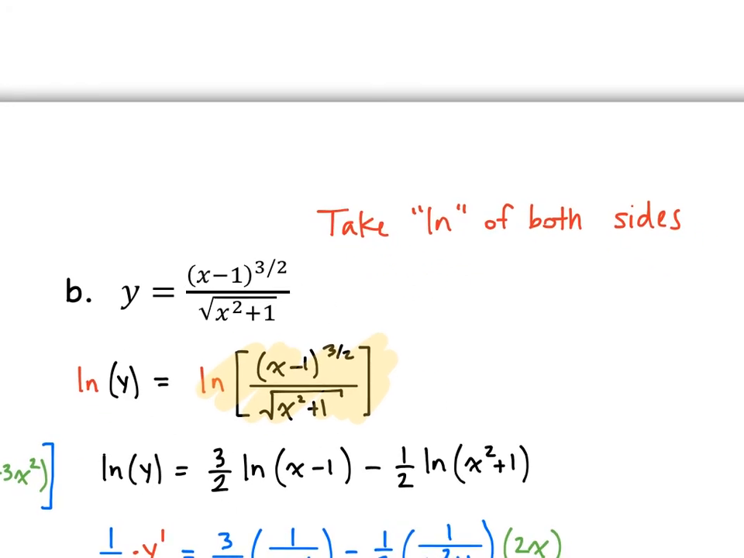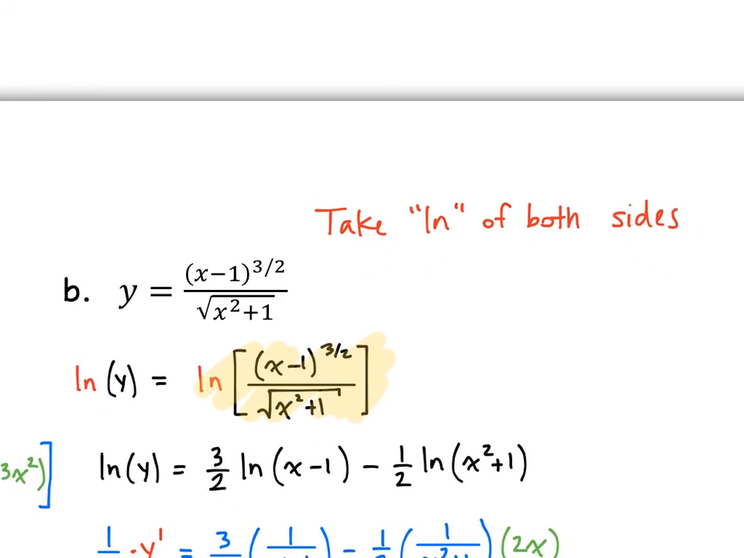Well, I still have the ln of y on the left, and now we can rewrite the right side. So moving this 3/2 as a coefficient, we have 3/2 natural log of x minus 1. Since we're dividing those arguments, we're going to subtract the log terms, and instead of the square root of x squared plus 1, it's x squared plus 1 to the 1/2, so we can move that coefficient out front, and then we have ln of x squared plus 1.